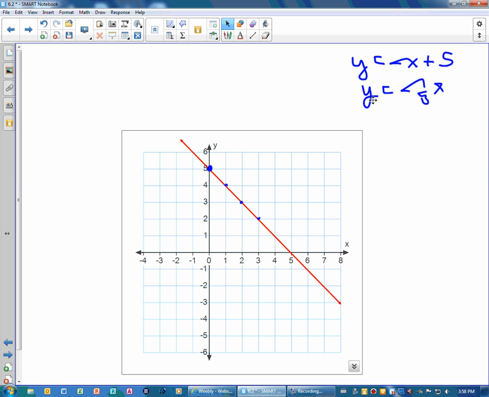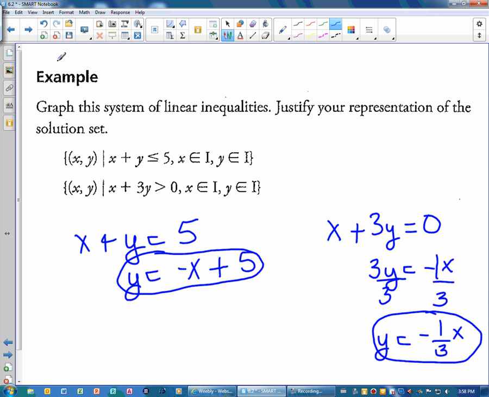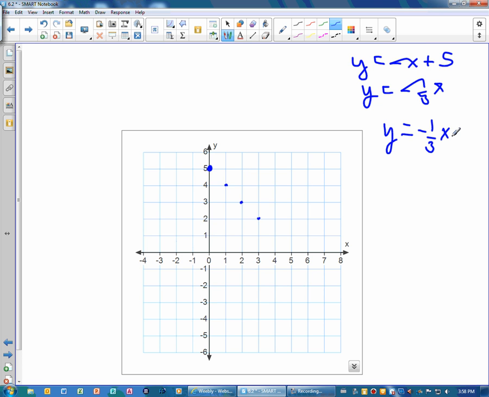My second line is y equals negative, you can't even tell, this is horrible writing. I'm going to write slower, y equals negative 1/3 x. Okay, now notice in the form of y equals mx plus b, I don't have any b, so make it 0 because there's nothing there. Therefore, it crosses my y-axis at 0.